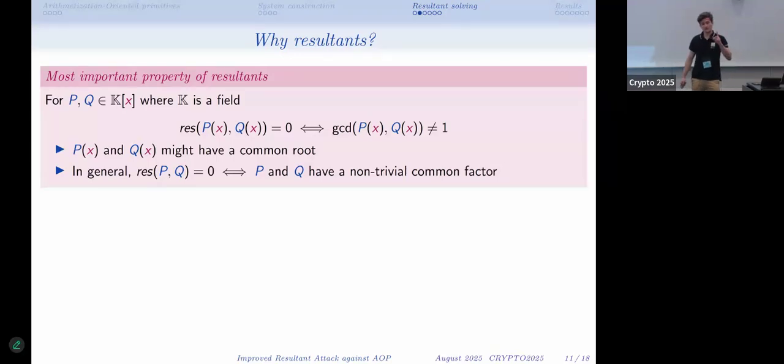If K is this time a field, then we have this nice property which is relating GCDs and resultants, which is that if two polynomials have a null resultant, then their GCD is non-trivial. That's only if K is a field, which means that they might have a common root if this GCD happens to be a polynomial of the form X minus R. But in general, if the base ring is not a field, if the resultant is null, they have a non-trivial common factor. And that's what we'll use extensively to solve systems.